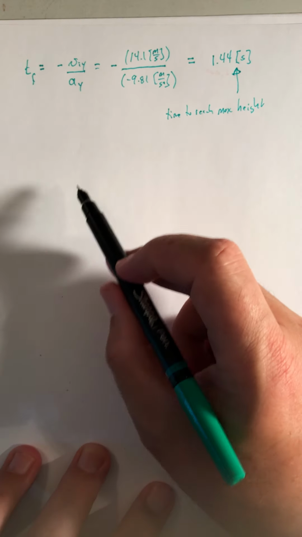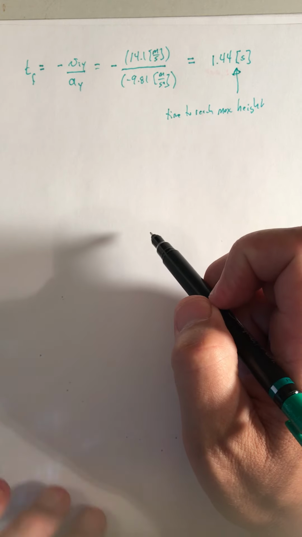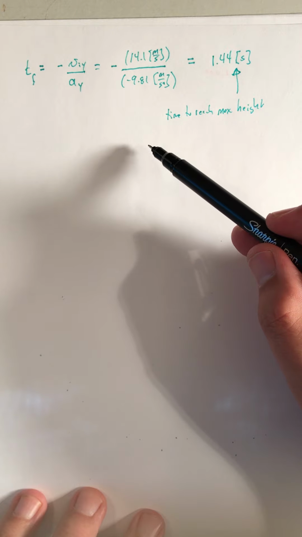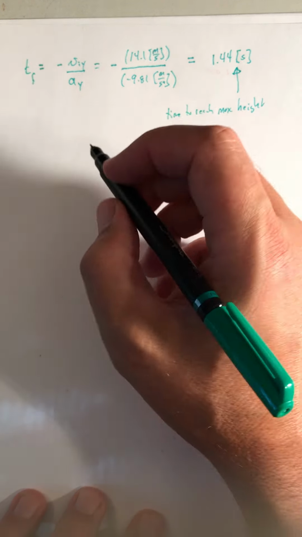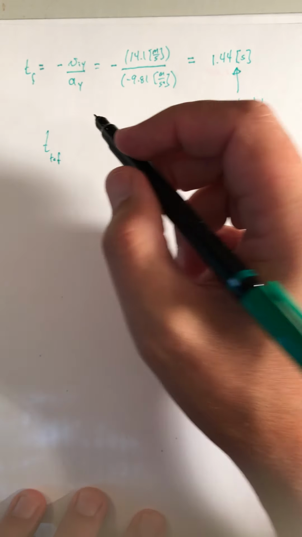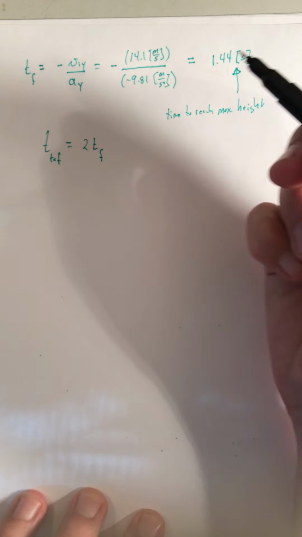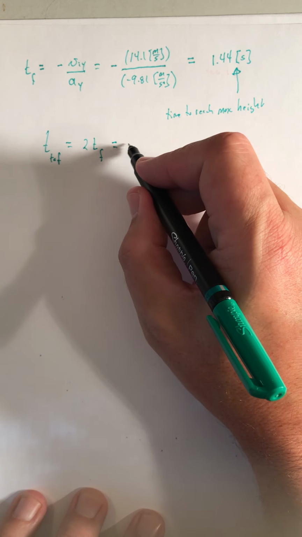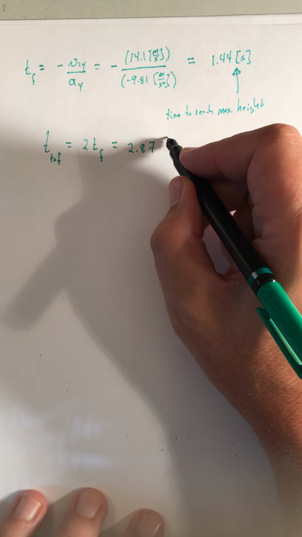It's going up to the maximum height, and it's going to go all the way back down to the ground. So the time to get up to the highest point is equal to the time to fall from that highest point back to the ground. So my total time of flight is going to be twice t final. So I'll have, taking into account rounding, 2.87 seconds.